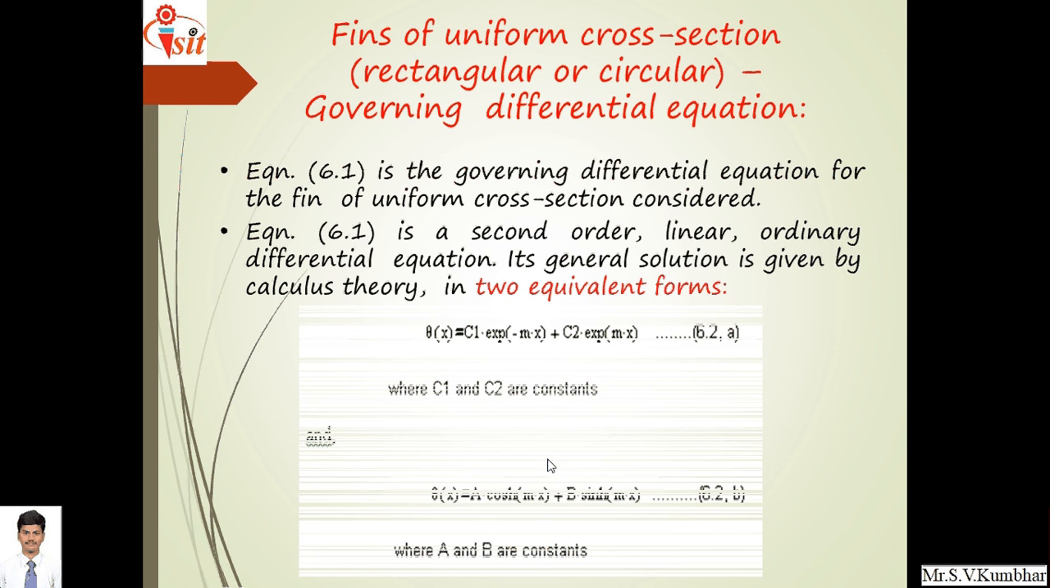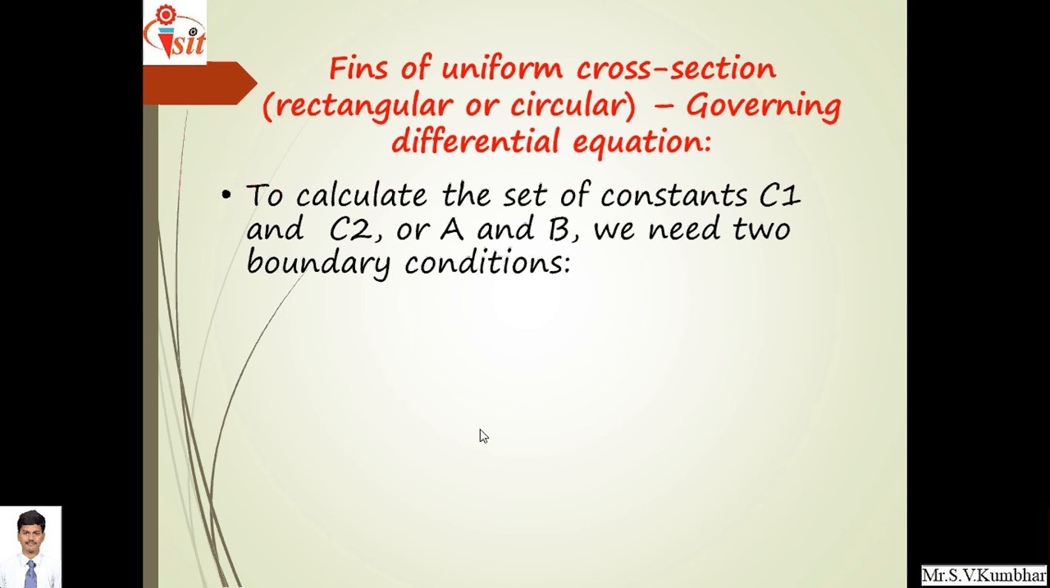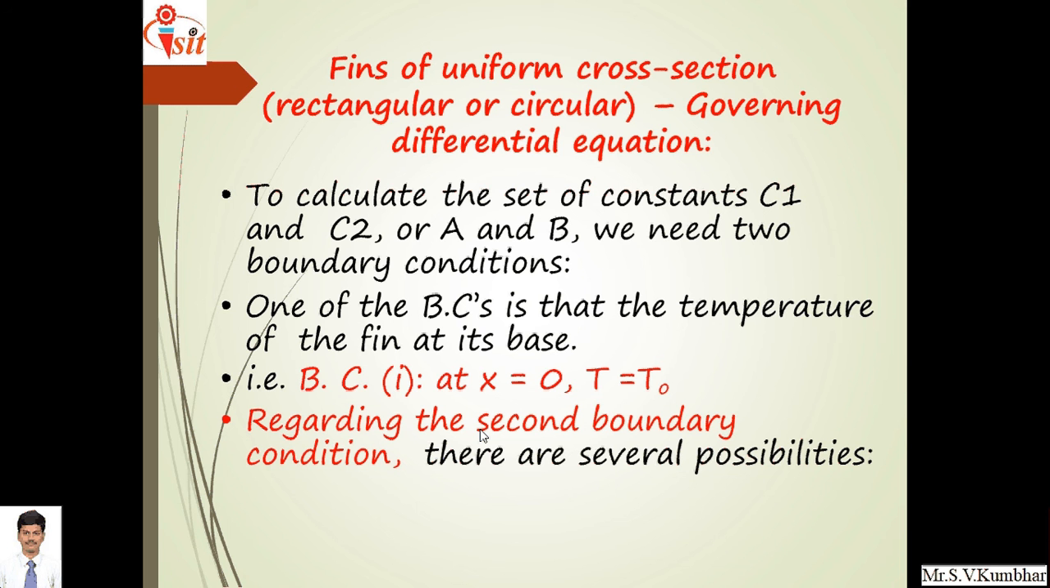Also we have seen there are two equivalent forms of the solution: theta is equal to C1 exponential of minus mx plus C2 exponential of mx, where C1 and C2 are constants, and theta is equal to A hyperbolic cos mx plus B hyperbolic sin mx, where A and B are constants. Now we will determine C1, C2 and A, B by applying boundary conditions. To calculate the set of constants C1 and C2 or A and B, we need two conditions. One boundary condition will be the same for all the cases, that is, at x equal to 0, T is equal to T0, and the second boundary condition will depend on the different cases.